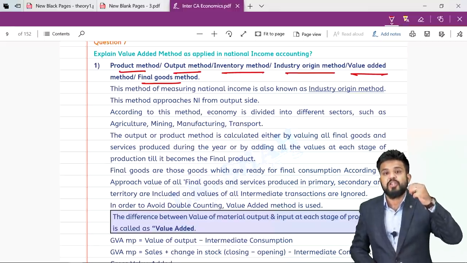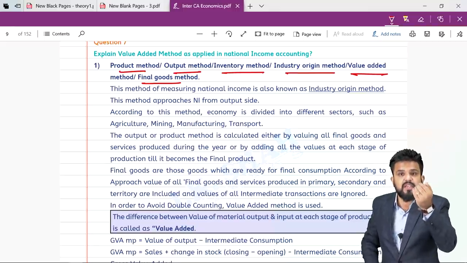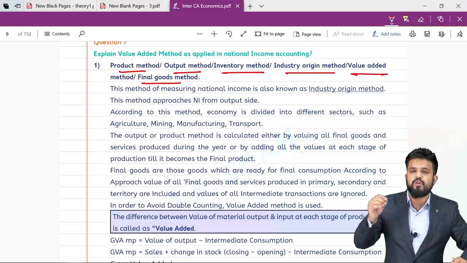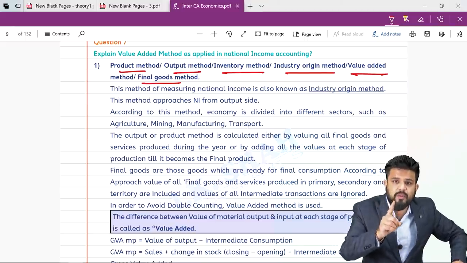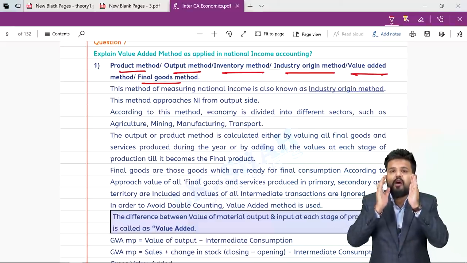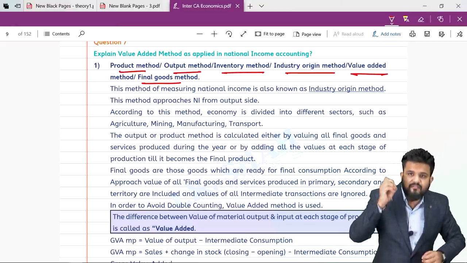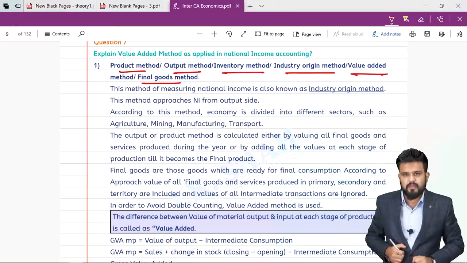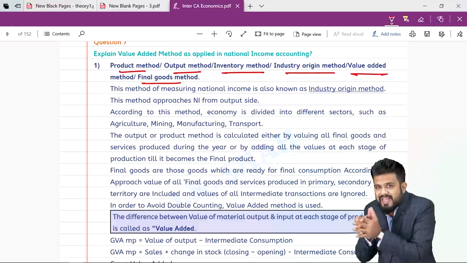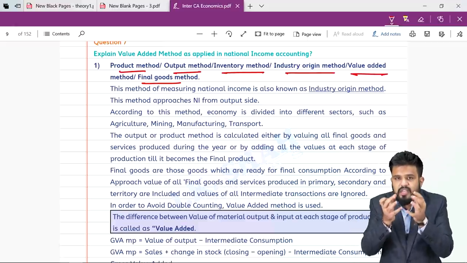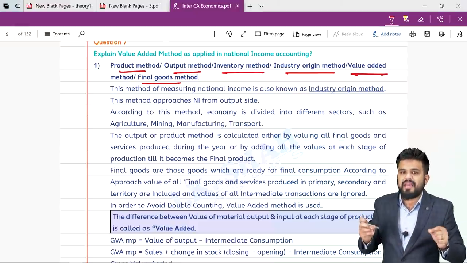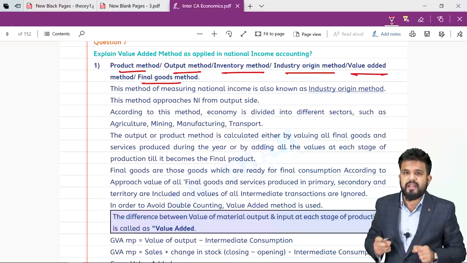Now this is also known as industry origin method. The word itself says something is originated from the industry. What is that something? Final product. Raw material, intermediate goods, work in progress should be ignored, otherwise it will lead to double counting. You people already know. In this, national income is calculated from the output side, but only final output. So whatever final goods are produced in the primary sector, secondary sector and tertiary sector, take all three into consideration, add all three, and in true sense, you will get national income data, GDP data through the product method.